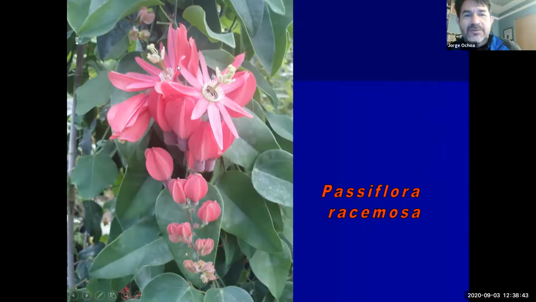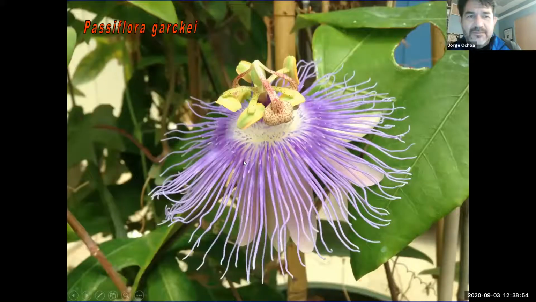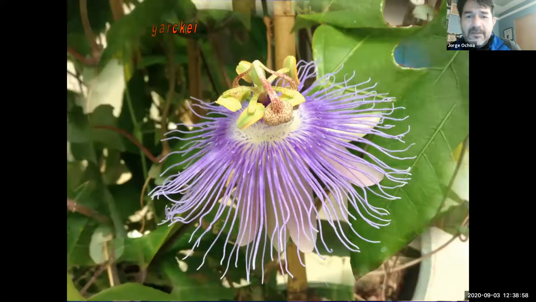And then this one, and then racemosa, the passion flower that has a grouping or a cluster of flowers. Most often you see passion flowers with one flower. This one chose to give them in what is known as a raceme, or a cluster, and that's how they're going to look. And there's the flowers. Garcki collected from Suriname, big flower.